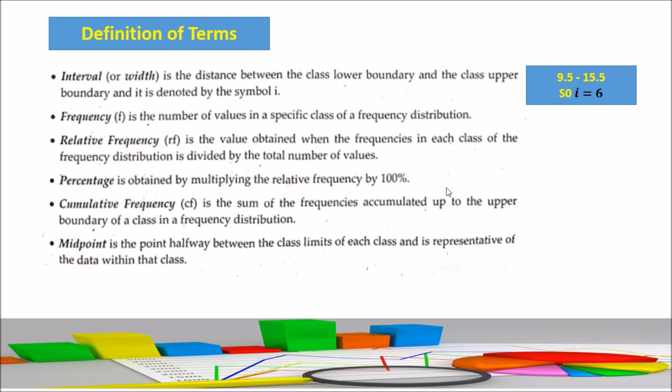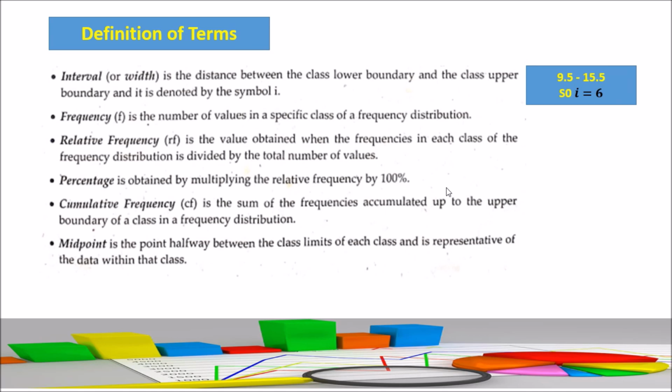That is based on the tallied frequency of the data. Then relative frequency or RF is the value obtained when the frequency in each class of the frequency distribution is divided by the total number of values. Then percentage: when you multiply the relative frequency by 100%, that's already a percentage. Then the cumulative frequency is the sum of the frequencies accumulated up to the upper boundaries of the class in a frequency distribution.